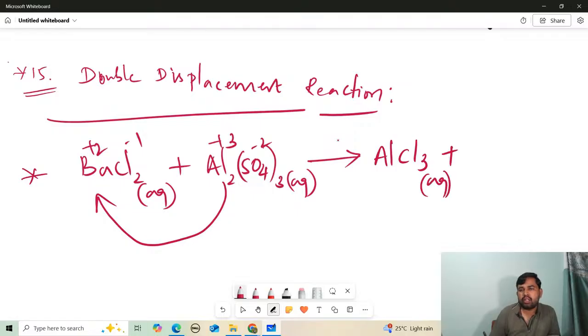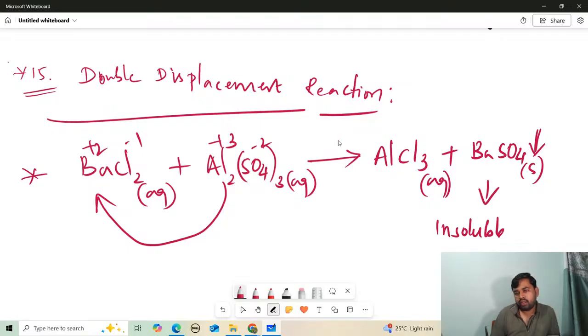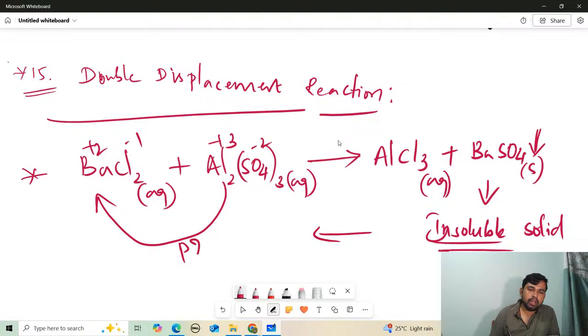This is barium sulfate. What is this barium sulfate, sir? It is a solid. You should represent it with a downward arrow mark. So it is an insoluble solid. An insoluble solid is formed in the double displacement reaction. That solid is called a precipitate.